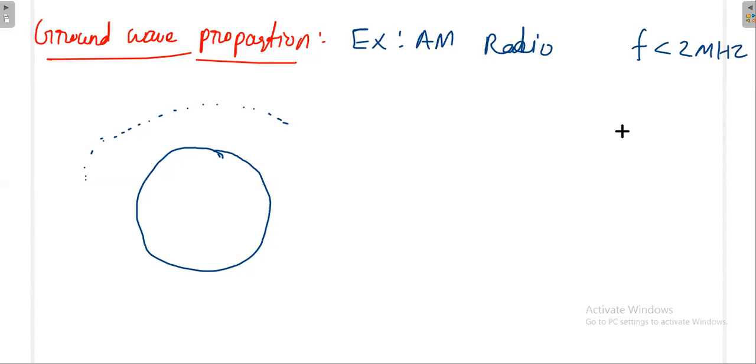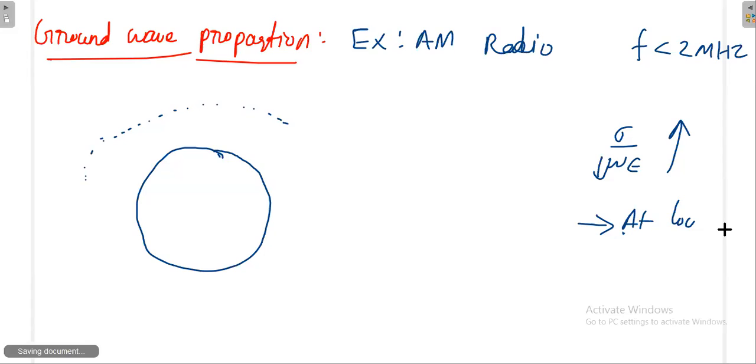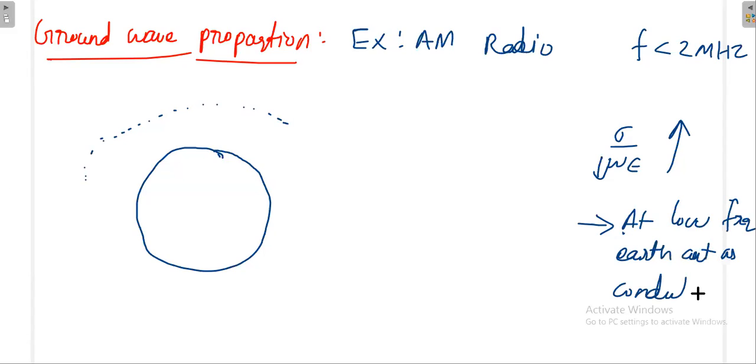Whenever you use this formula, if your frequency is low, the overall quantity sigma divided by omega epsilon is high. That means the earth acts as a conductor. As per this formula, at low frequency, earth acts as a conductor.